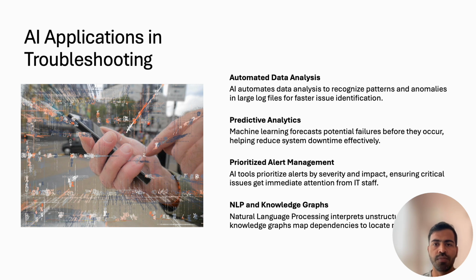AI driven tools prioritize alerts based on severity and impact, ensuring that critical issues receive immediate attention. Natural language processing enables automated interpretation of unstructured logs, while knowledge graphs map dependencies to pinpoint root cause. These capabilities reduce mean time to repair, improve accuracy, and free IT teams from repetitive tasks, allowing them to focus on strategic initiatives.